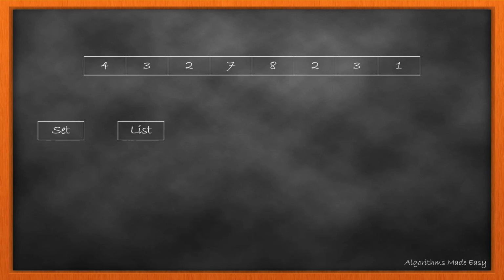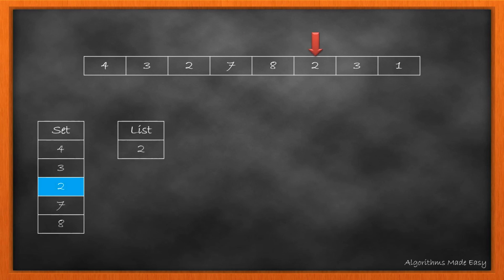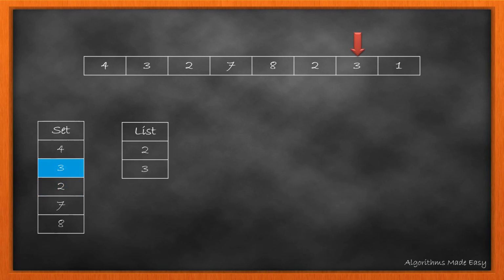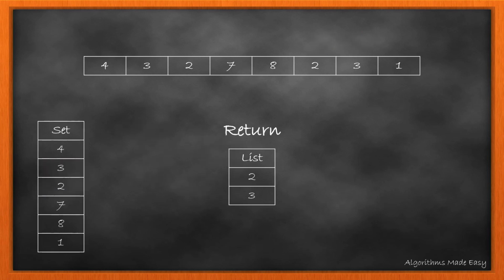So we will take a set and a result list. We will iterate over the array and keep adding the element in the set if not already present, and if present, we will add it in the result list as it is a duplicate. Starting with 4, as it is not present in the set, we add it. Similarly for others. For 2, we can see that it is already present in the set, so we add it in the result list, and similarly for 3. At the end, we return the result list.